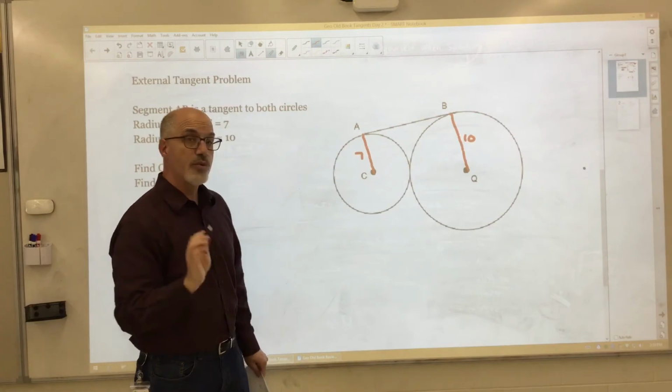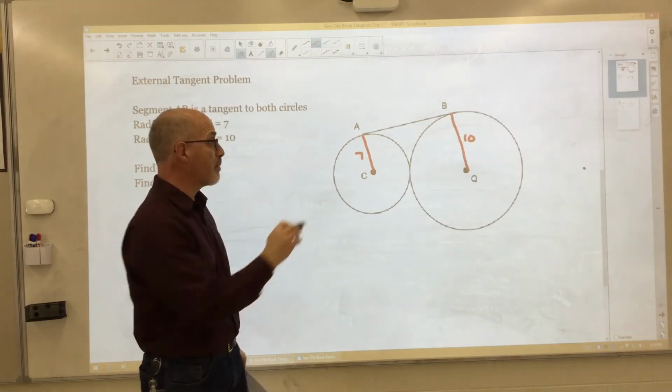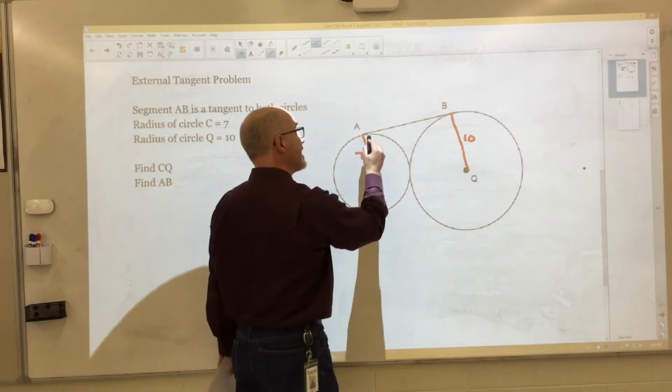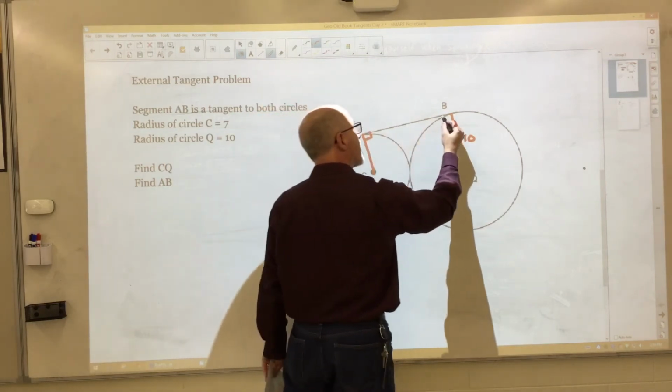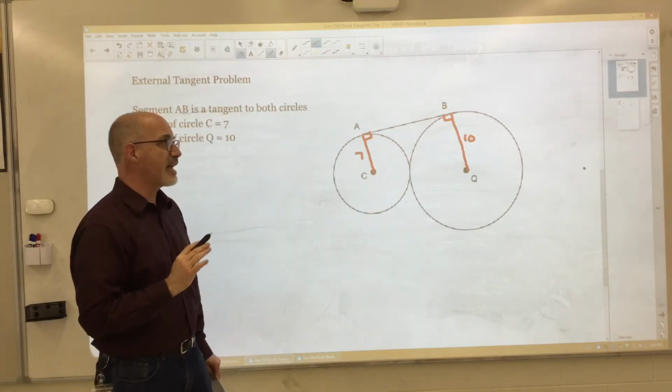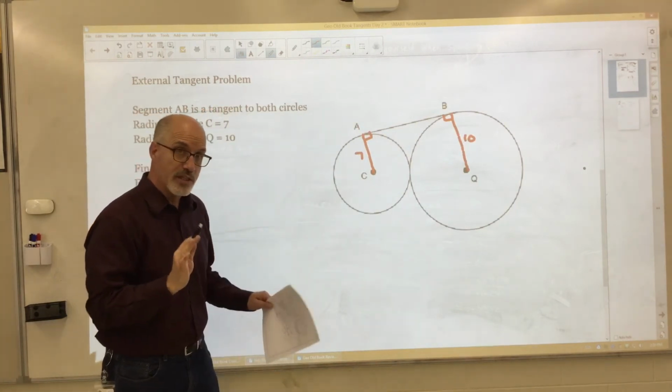Now, what I do know about these problems, remember a radius to a point of tangency, when you have a tangent, it gives me a right angle. So these are right angles. Now here's the secret step. I've got two secret steps I'm going to do with you.